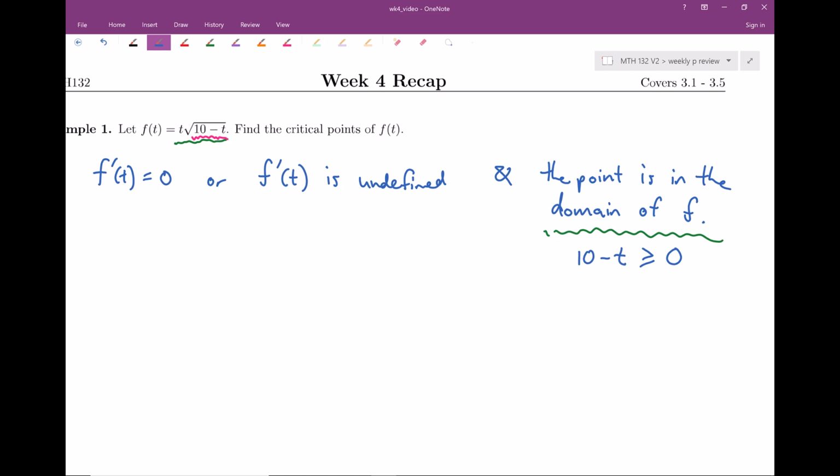All right, so if I rearrange my inequality, this means that t needs to be less than or equal to 10. We'll check our answer at the end of this problem, and basically you'll see that there's no graph when t is greater than 10. So the only places we're going to be looking for critical points is when t is less than or equal to 10. So there's the algebra stuff.